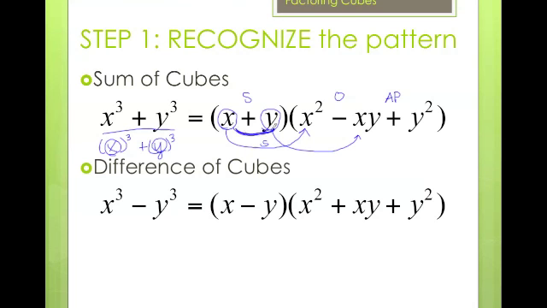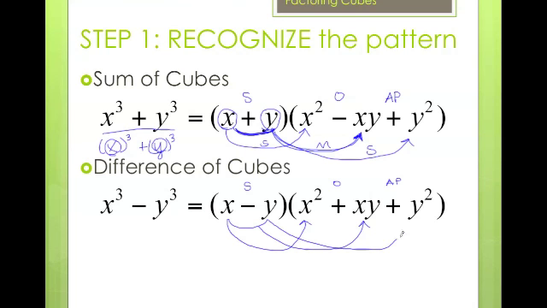So x times y gives you your xy. And so that's multiplication. And then your last one is another square. So SMS: square, multiply, square. In the bottom one, you'll first of all remember to set your signs using SOAP. Same, opposite, always plus. Then once you've taken your cube roots, it's a square, it's a multiplication, and then it's another square.